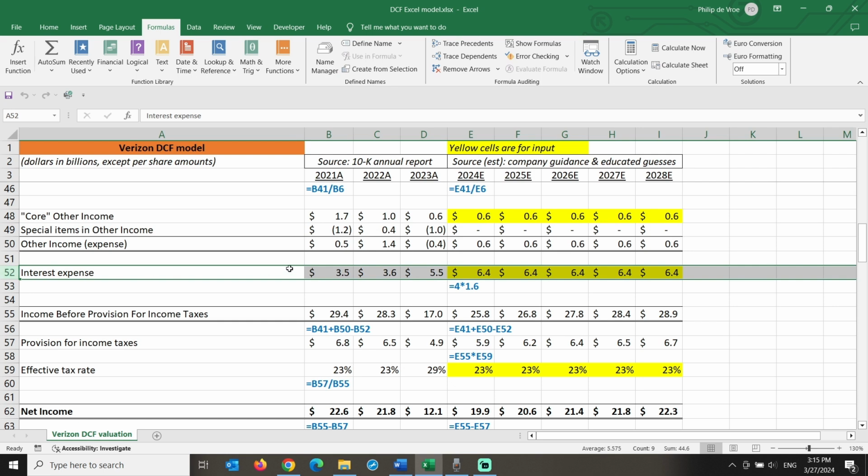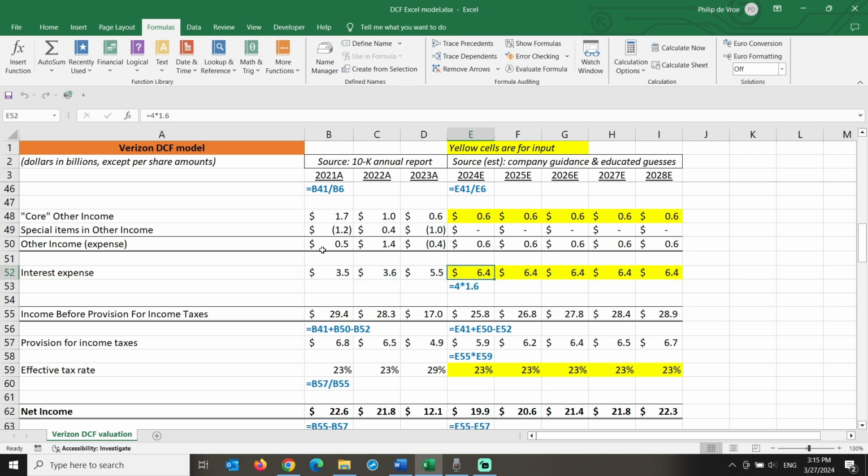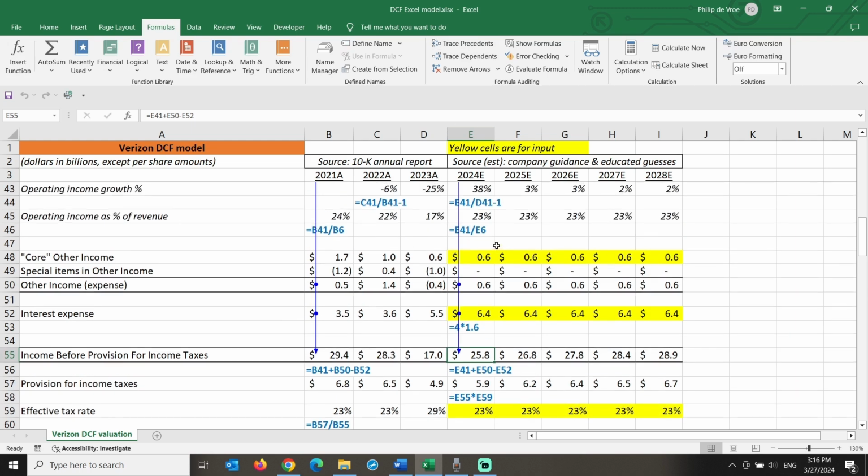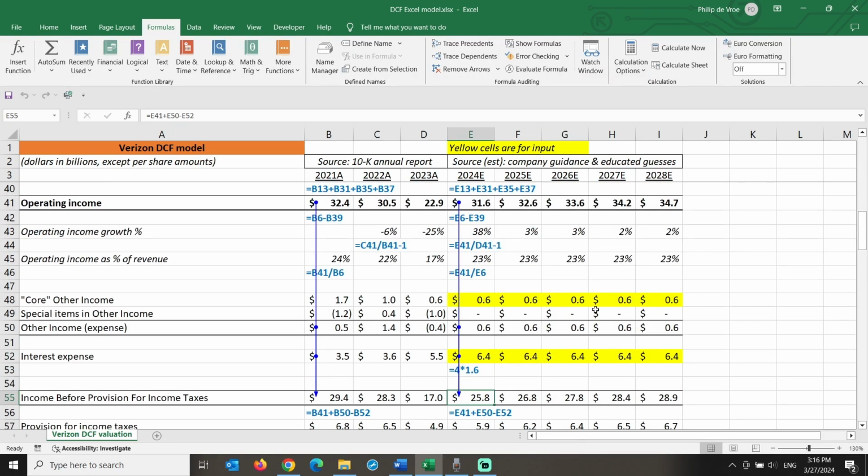Interest expense. My forecasting shortcut here is to take a run rate approach. Take the actual number from the latest quarter, which when making this video is Q4 of 2023, and annualize that. 4 times $1.6 billion is $6.4 billion. I'm keeping that amount the same over the forecasting period. Income before provision for income taxes is also known as pre-tax profit. It equals operating income plus other income minus interest expense.